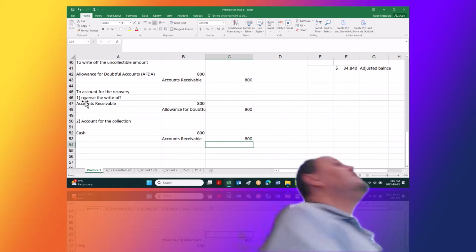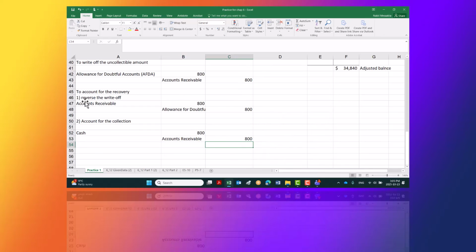Okay, this is all you have to do when it comes to receivable. We have a full story with all the steps: recognizing the bad debt expense, updating the allowance, accounting for write-off, and accounting for recovery. Any question about this? Okay.